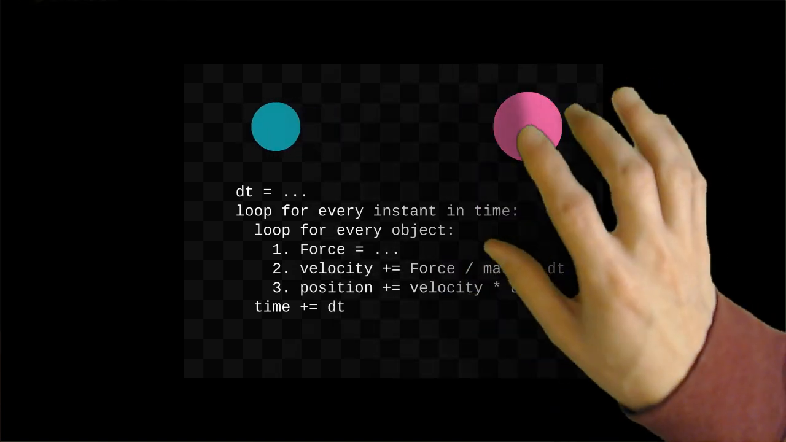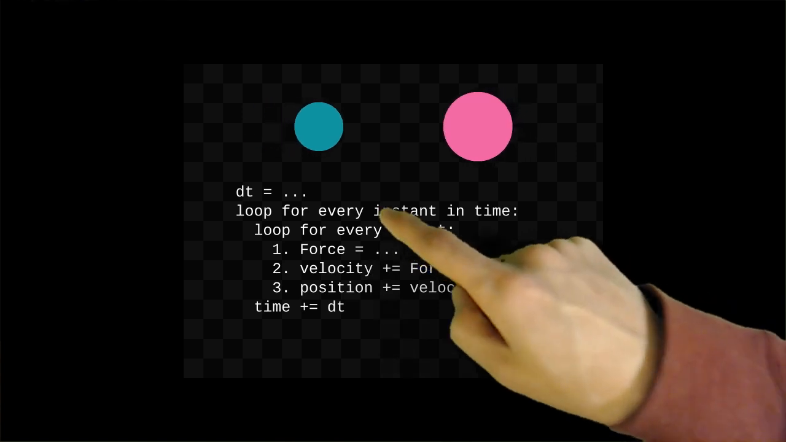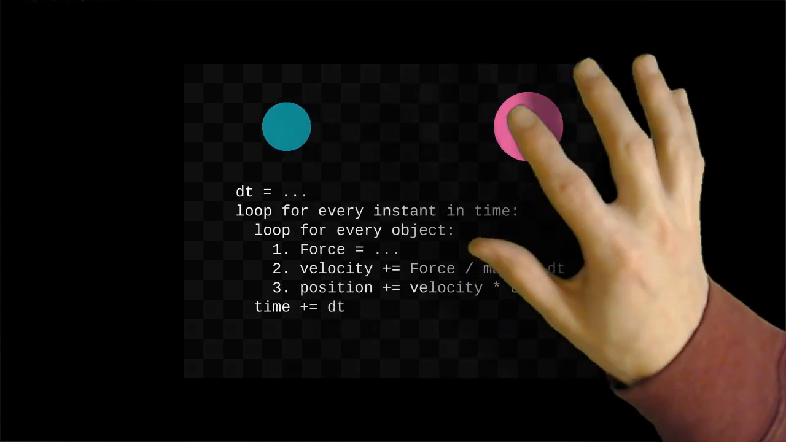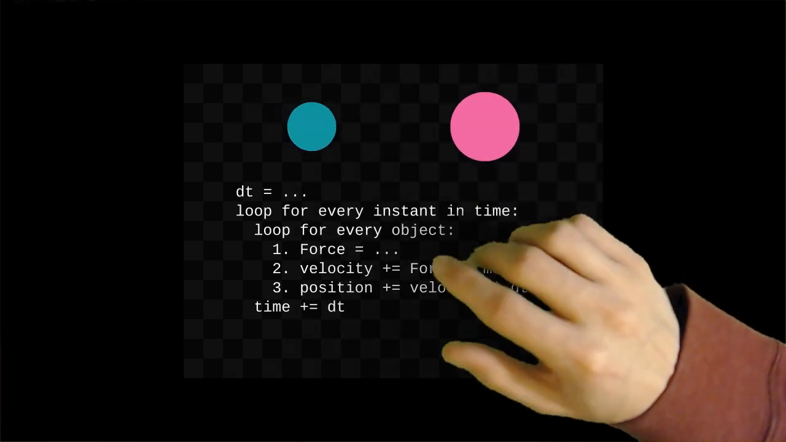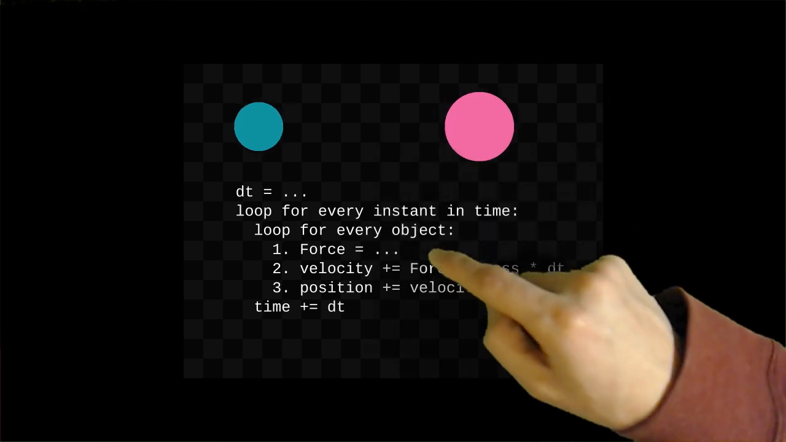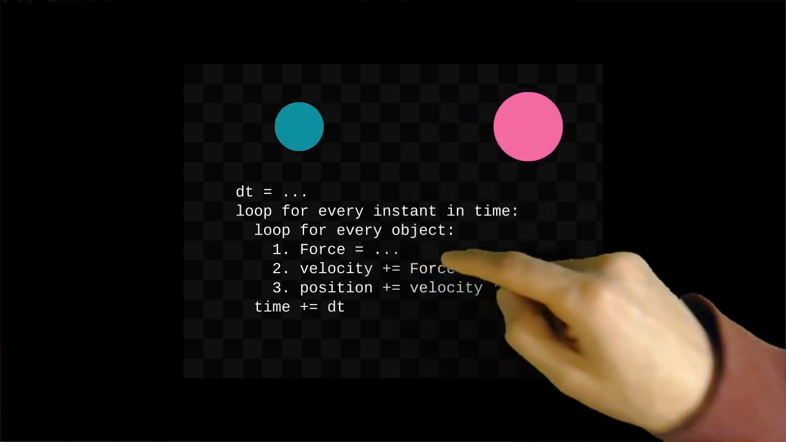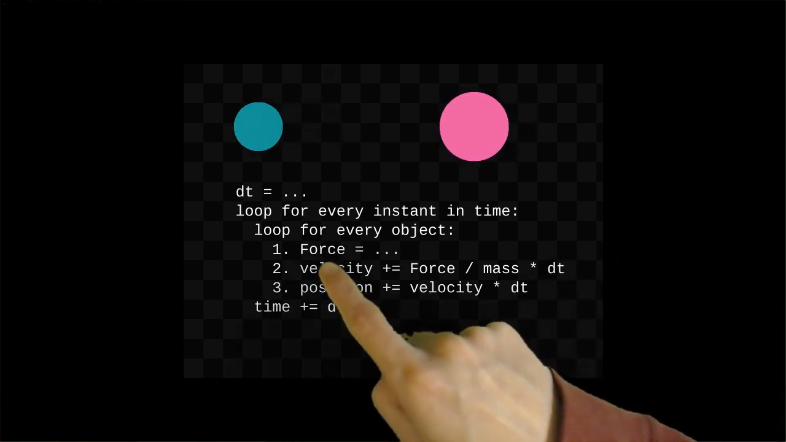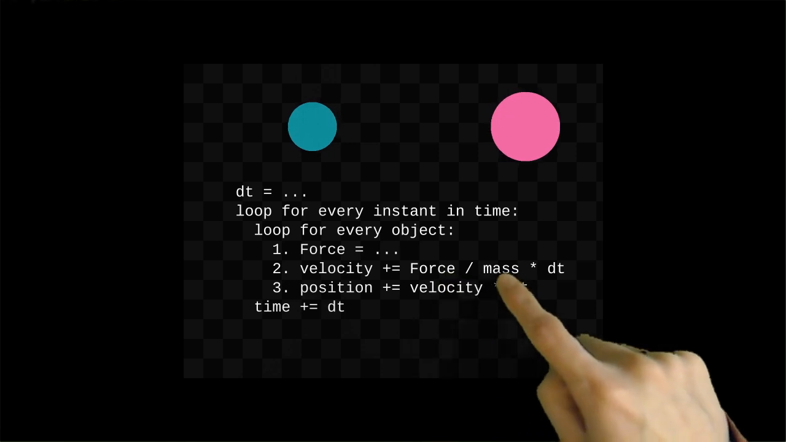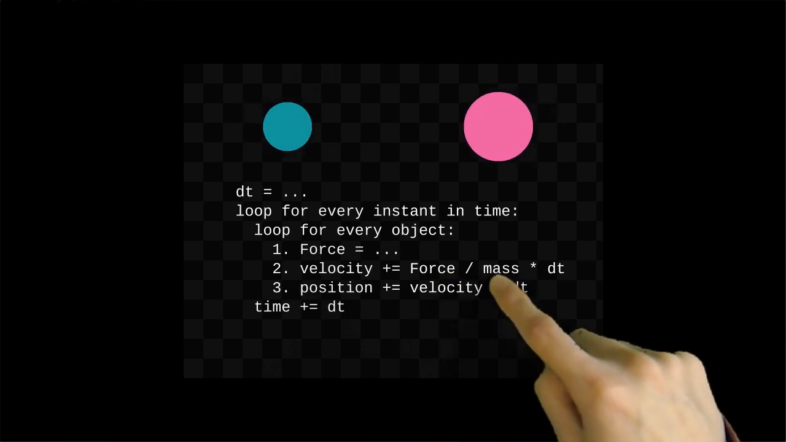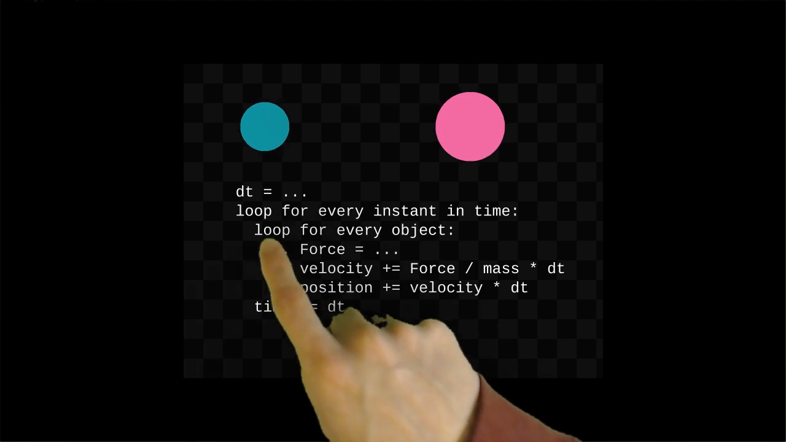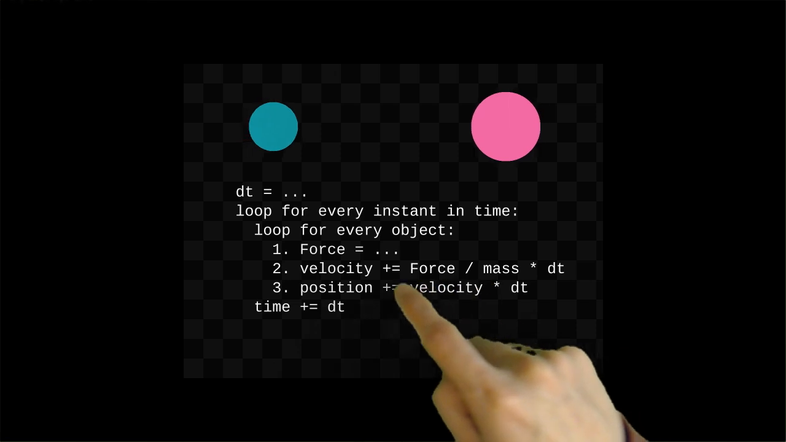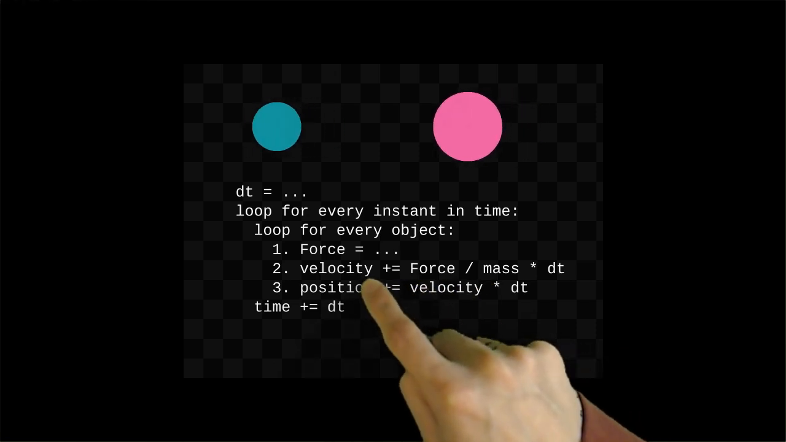Again, we'll talk about this later, but essentially there are a number of known forces that we can measure and that we know empirically, like what they are and how they work, and we just calculate them for every object. Then step 2, we take the force that we calculated in step 1, we divide it by its mass, and then we multiply that number by this time step that we set up here.